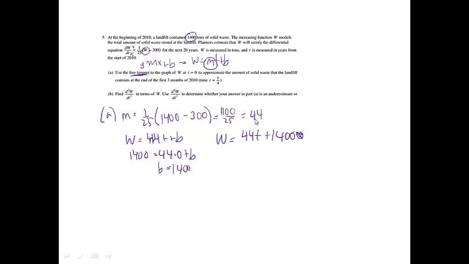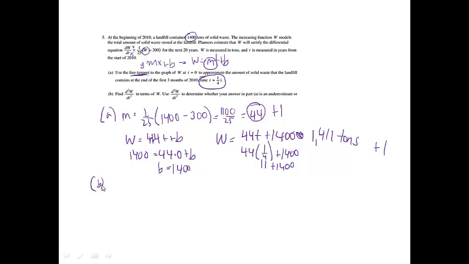Now that wasn't the question. It said to use that line to approximate how much waste is in the landfill at time t equals 1/4. So now I'm going to plug in 1/4, and 44 times 1/4 is 11, plus 1,400 will be 1,411 tons of waste. All right, that was worth 2 points. If you found out the slope was 44, give yourself a point. And then if you found that there were 1,411 tons, give yourself a point.